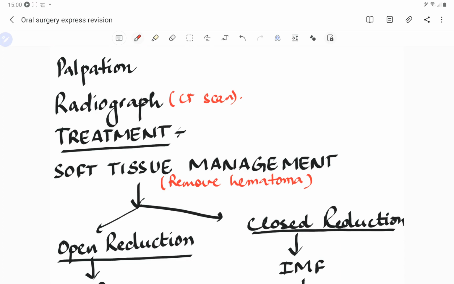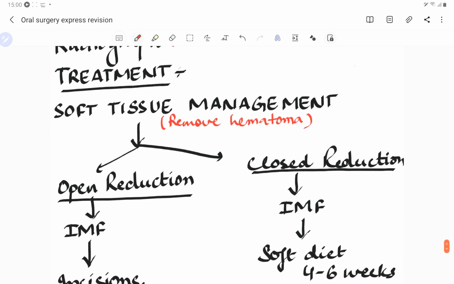Then we have to take the fracture fragments and approximate both of the fragments together. Say, suppose this is the fracture fragment, this is another fracture fragment, we take both of them and we try to approximate them like this. So approximating both of the fracture segments back into their original position is what we call the reduction, in simple words, in layman's terms you can say.